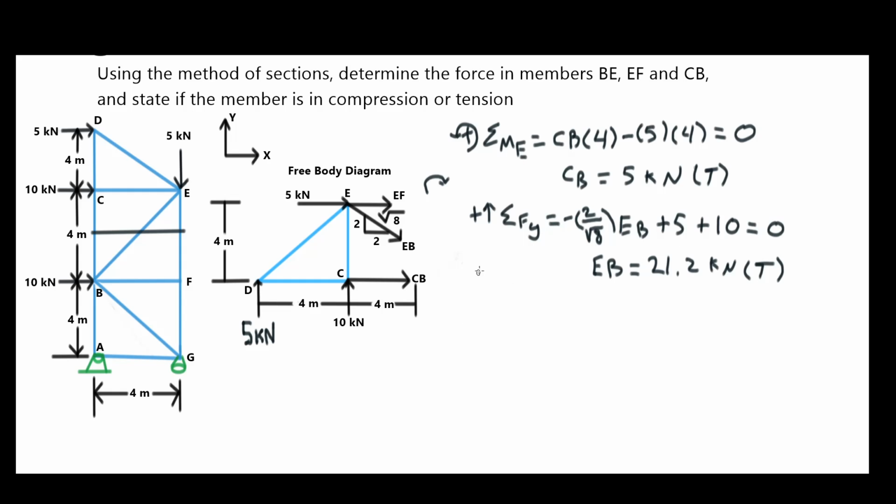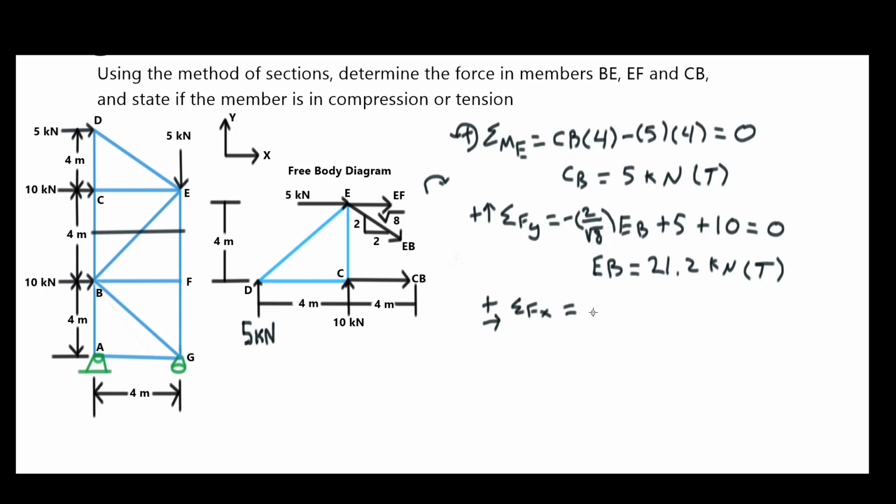Now for the x direction. We have all the values that we need. We have CB, EB, and now we just need to solve for EF here. And we can do that by the summation of forces in the x direction. So we just have to make sure we account for this 5 kilonewtons, EB, and then don't forget the CB as well up here. So positive going to the right. Summation of forces in the x direction.